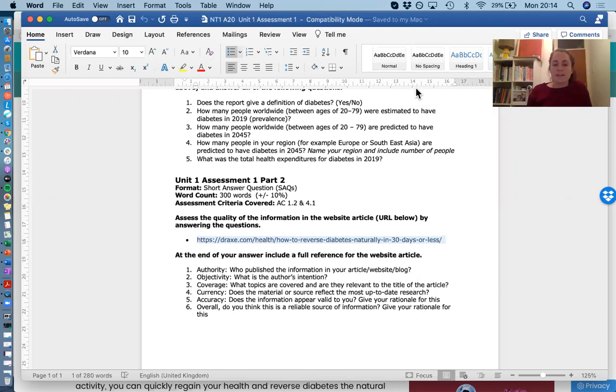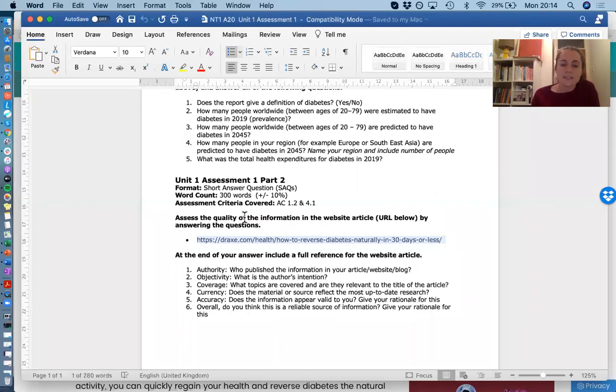And the other thing is, I've highlighted to you that within academic writing, we usually ask you to write in the third person, but in this circumstance, you can write in the first person, because it's asking you, do you think this is a reliable source of healthcare information? So you can say, I think it is reliable, or I don't think it's a reliable source because X, Y, and Z. So you don't have to write in the third person for this assessment.